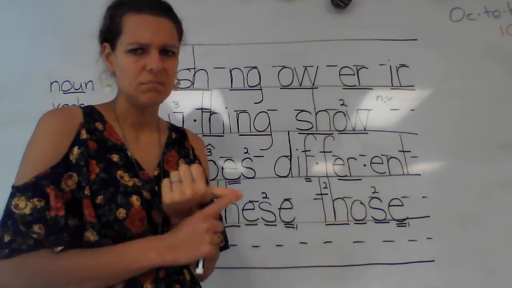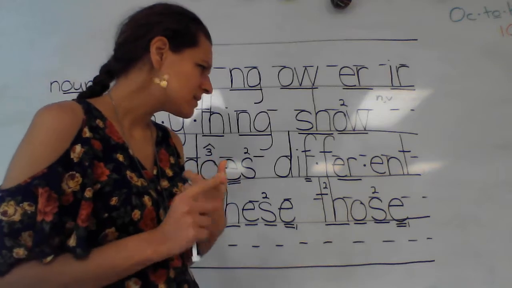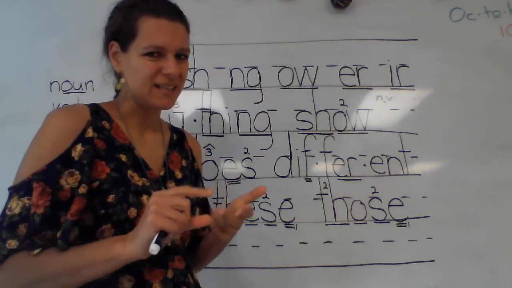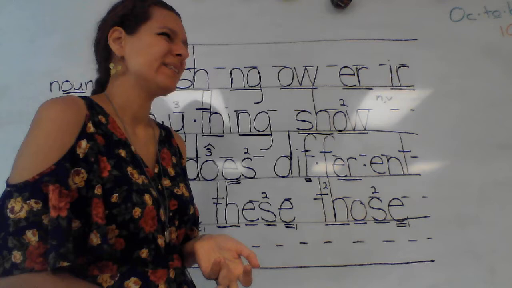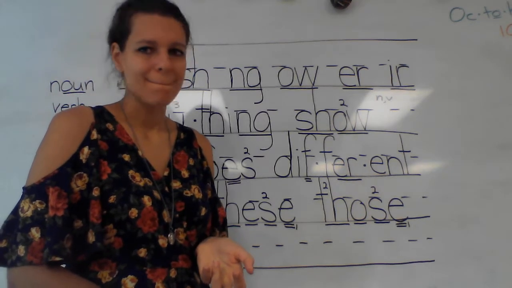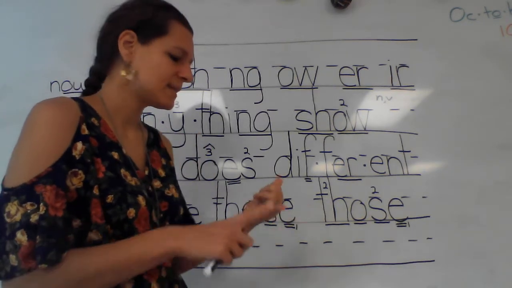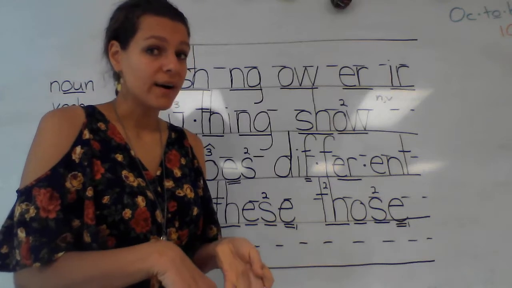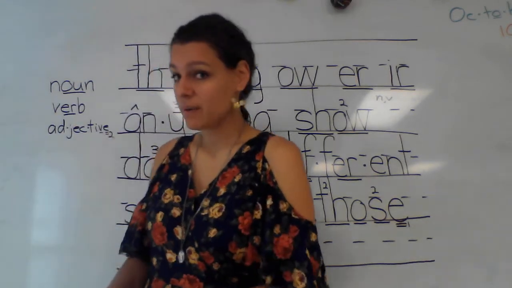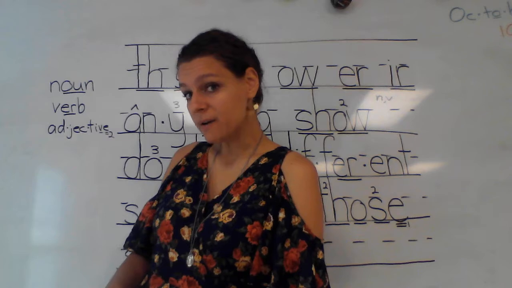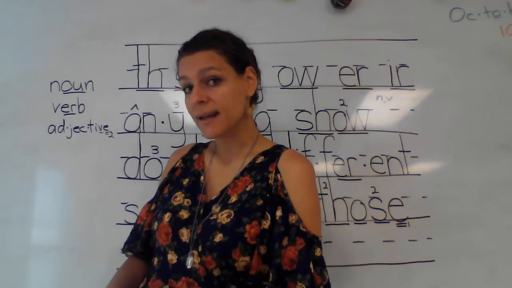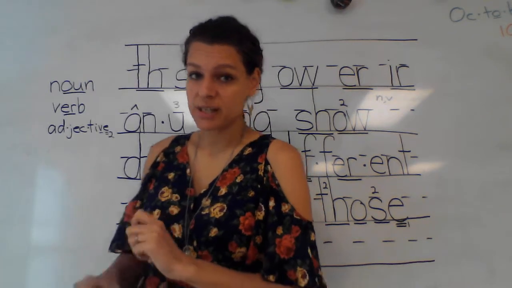All right, is different a person? Let's see, it's not a person. Is it a place? It's not a place. Is it a thing? Is different a thing? It's not. All right, so it's not a verb or a noun. That means it's got to be which of our three parts of speech that we know? Good. It's got to be an adjective.